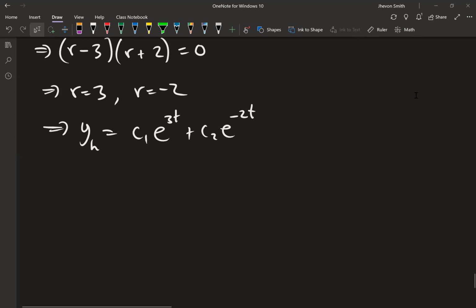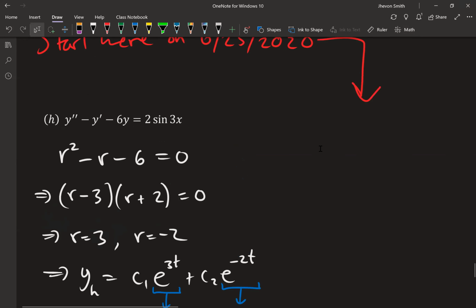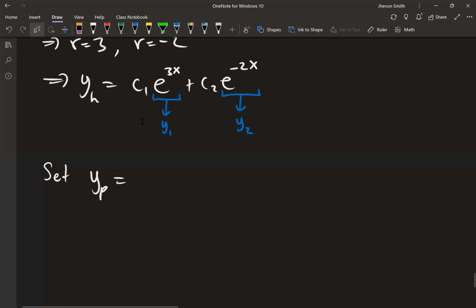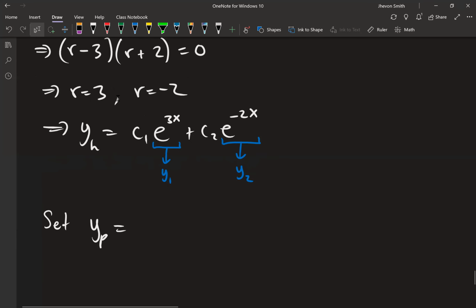And it seems that's what Intra got, so that's good. Arbitrarily, I'm going to choose the e to the 3t to be my y1 and my e to the minus 2t to be my y2. I don't know if that's how you guys chose it, but what is the next thing that we have to do now? Find yp. Now, set yp equals, in this case, our g is 2 sine 3x. So our variable is actually x. And so if it's 2 sine 3x, what is the form of the solution?